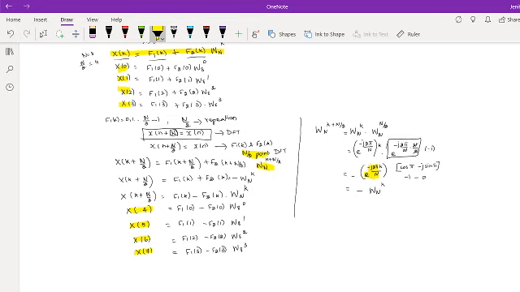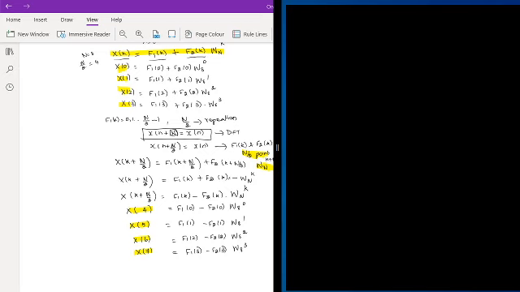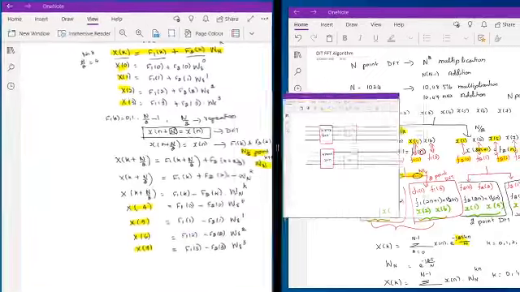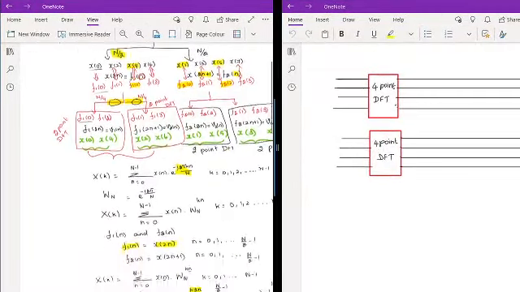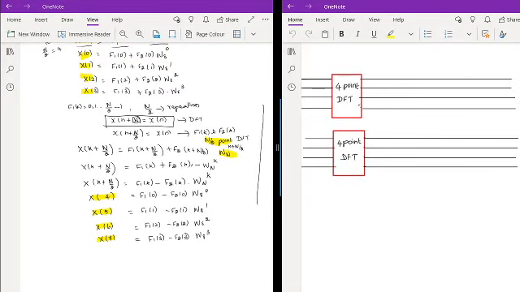So from these two 4 points we calculated 8 points. Now we need to show the diagrammatic representation for the same. So I am going to draw the diagram parallelly. So I have two 4 points. In general, I can say these are two n by 2 points. One n by 2 point, another n by 2 point. Here n is 8, so 8 by 2 point. So we have two 4-point DFTs.